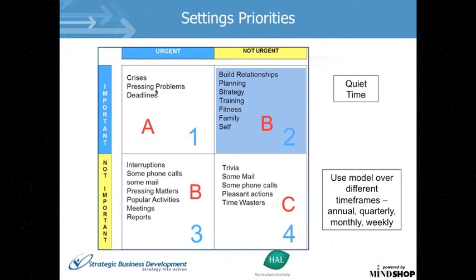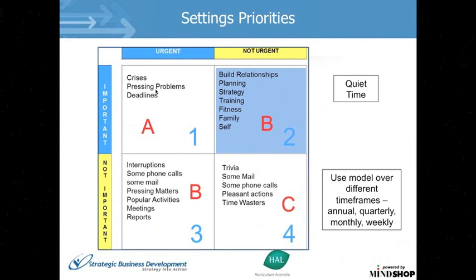We talked about the Stephen Covey model for setting priorities, and that's about understanding what's urgent and important and what's not urgent and important. And you end up with the 4 quadrants. Quadrant 2 is the most important. That's stuff that's important but not urgent, and that's all the building relationships, planning, strategy, training, fitness, family, self. It's all that really important stuff. You need to make time to spend there.